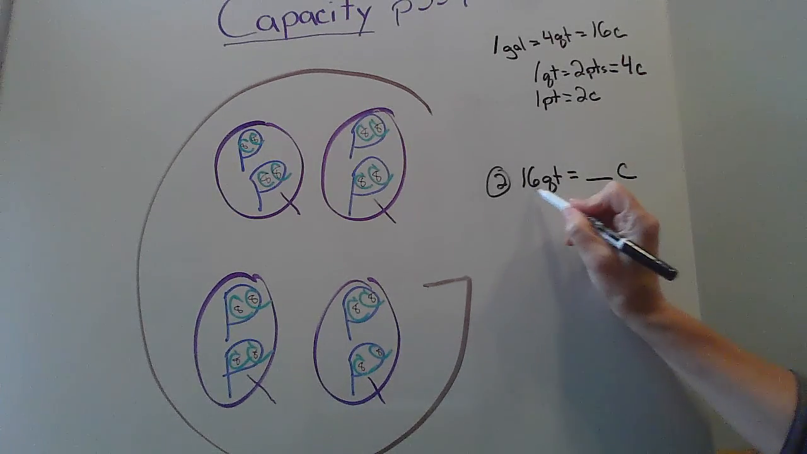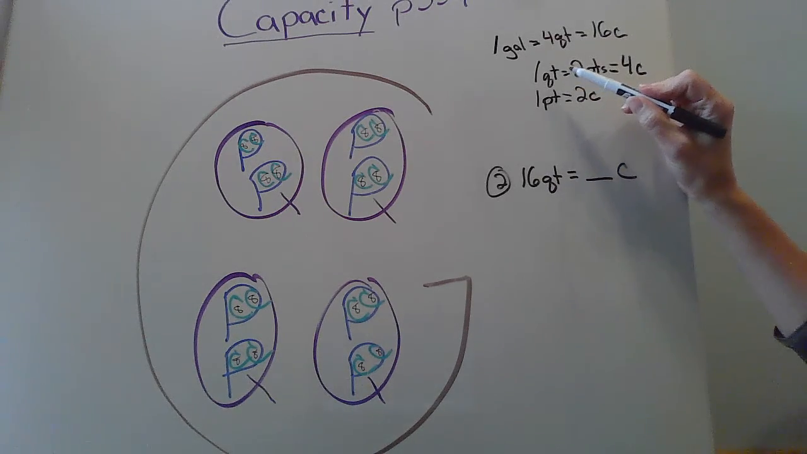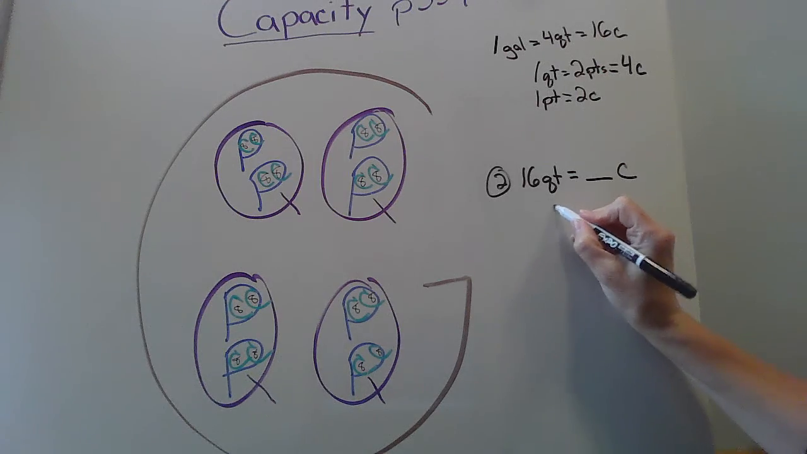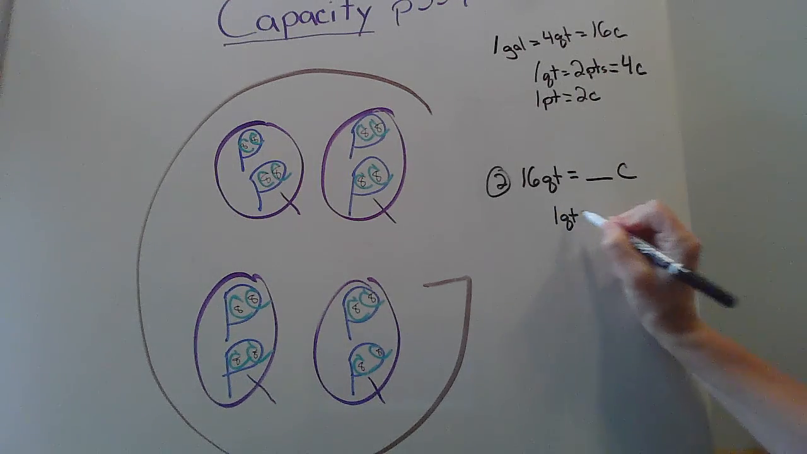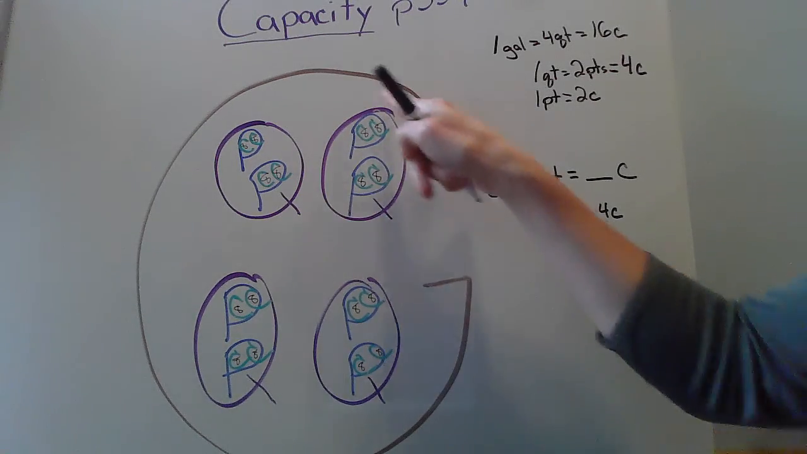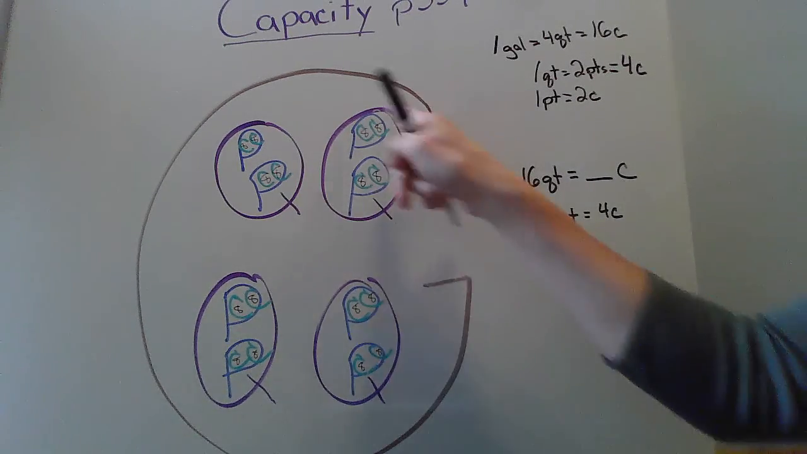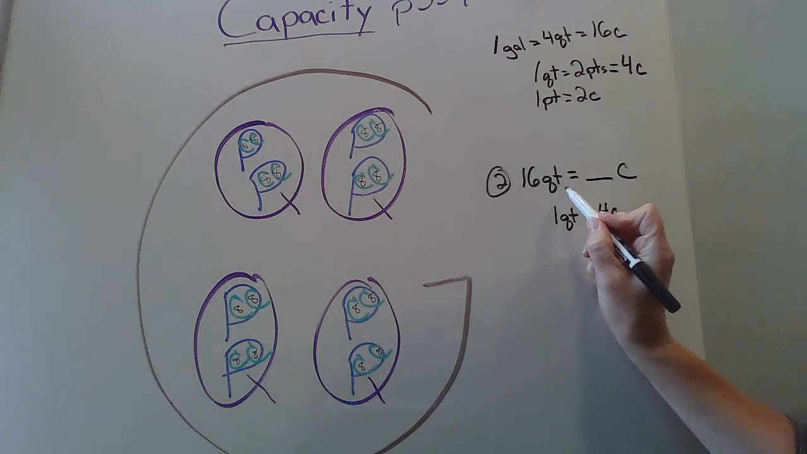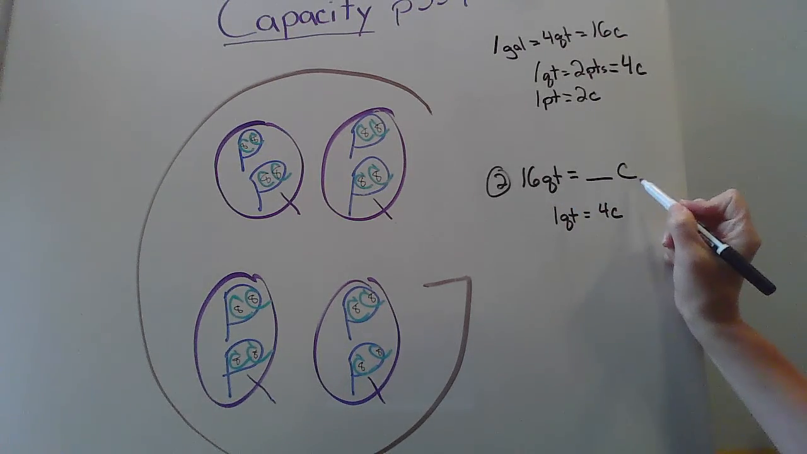Okay, so this time I have 16 quarts. If I look up here at my chart that I extended, I know that 1 quart is the same as 4 cups. 1 quart is the same as 4 cups. If I come over here, look at my queen, there's 4 C's in there, so 1 quart is the same as 4 cups. I have 16 quarts. I need to figure out how many cups that is.